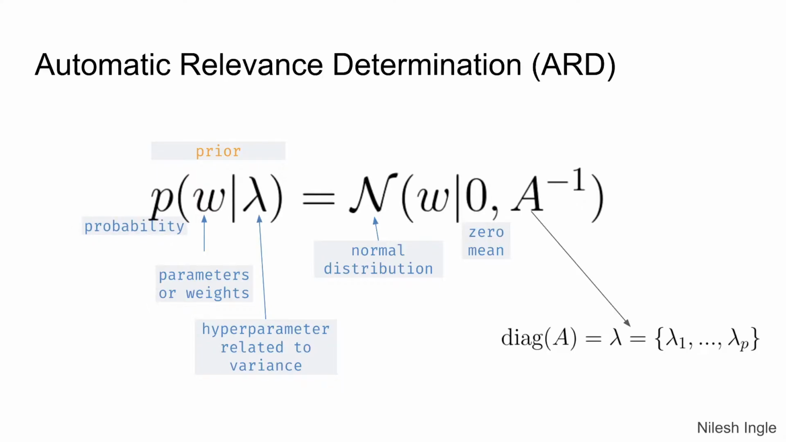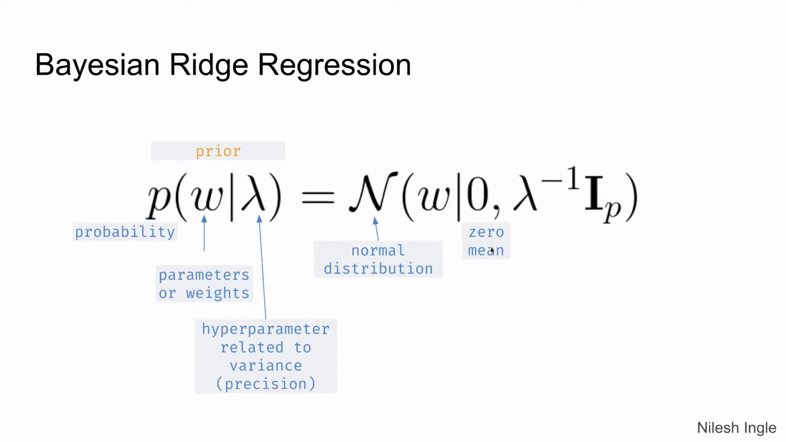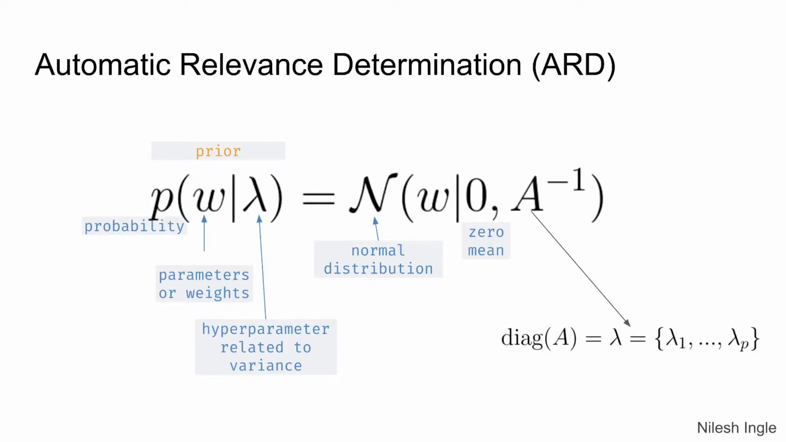And again, for automatic relevance determination, the prior is determined by this Gaussian function, which is again at zero mean. Now, the difference between the Bayesian Ridge regression and the automatic relevance determination is that in ARD, each of the parameters w has its own standard deviation, and that's the difference between those two methods.